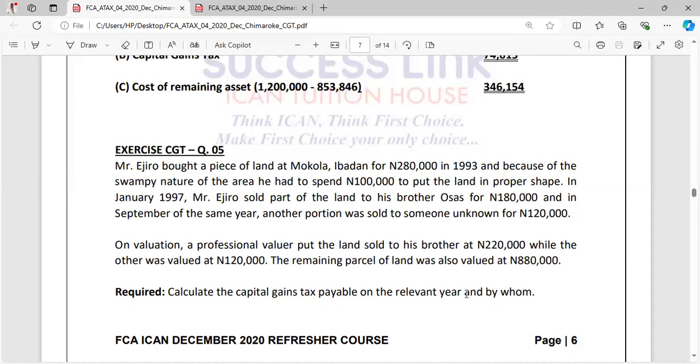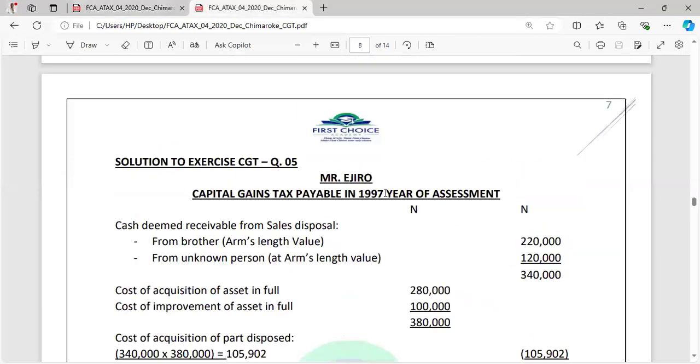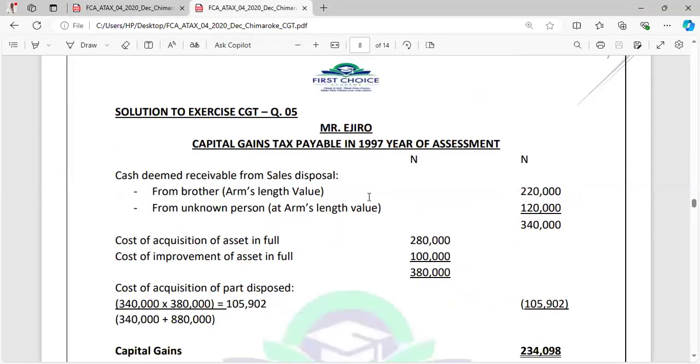All right, so let's look at this solution. Capital gains tax payable in the 1997 year of assessment. Now, cash deemed receivable from sales disposal. You can see here there is the word deemed. Another word for deemed is assumed to have occurred. When they say cash has been deemed to be received, it means cash is assumed to have been received.